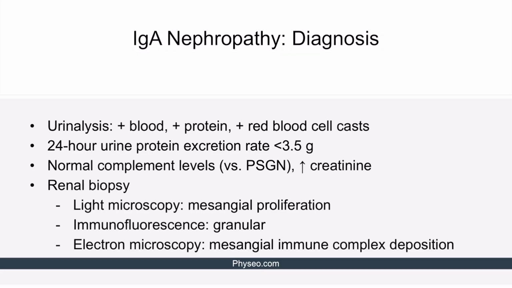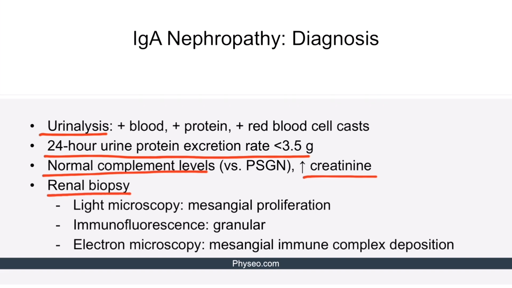As with all nephritic syndromes, the urinalysis will be positive for blood, protein, and red blood cell casts. The 24-hour urine protein excretion rate is usually less than 3.5 grams. It's very high yield to know that the complement levels are normal in IgA nephropathy because IgA cannot activate the complement. This is in contrast to post-streptococcal glomerulonephritis, which is characterized by low complement levels. Patients may also have increased creatinine secondary to the kidney injury that occurs with IgA nephropathy.